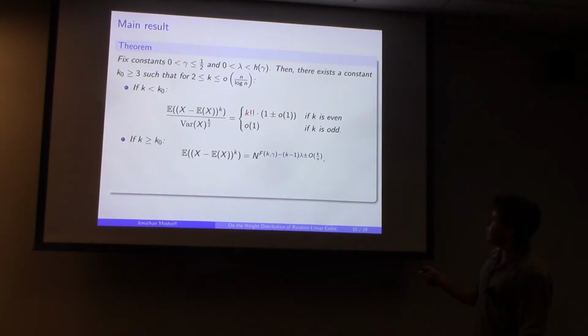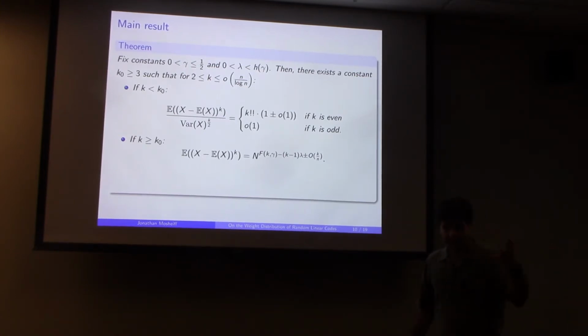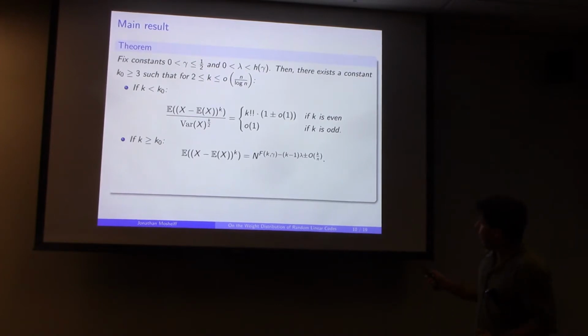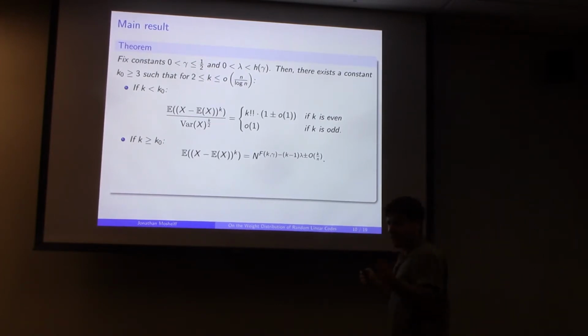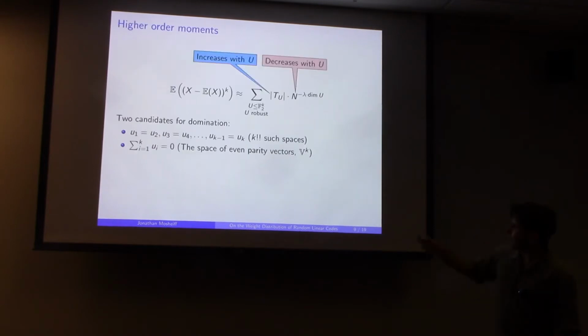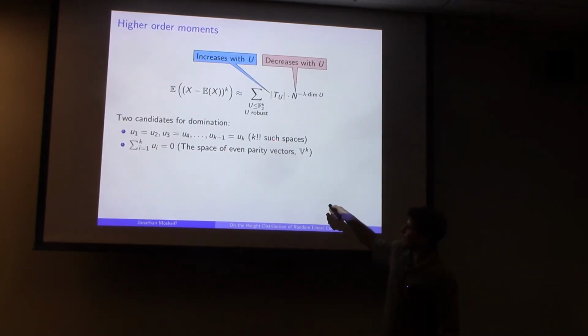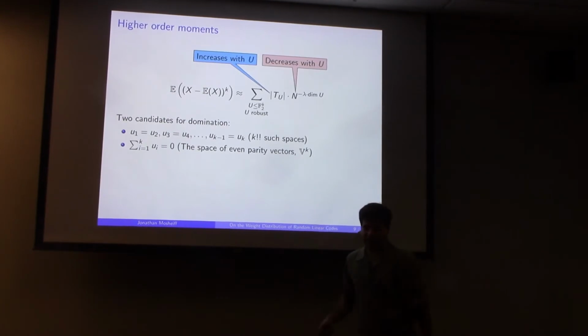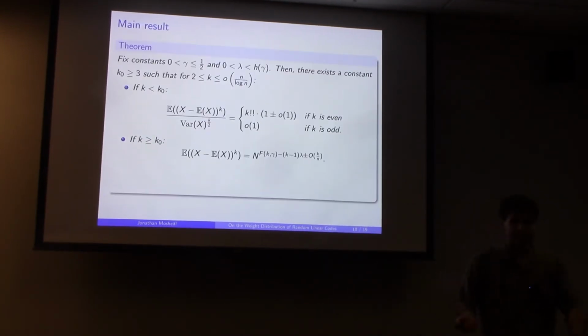So basically it's going to be k semi-factorial for even k and 0 for odd k. And this should probably look familiar to most of you. This is just the moments of a normal distribution. So up to a certain k0, our x has the same moments as those of a normal distribution, and this is exactly up to that k0. It's exactly the identical pairs spaces that dominate.